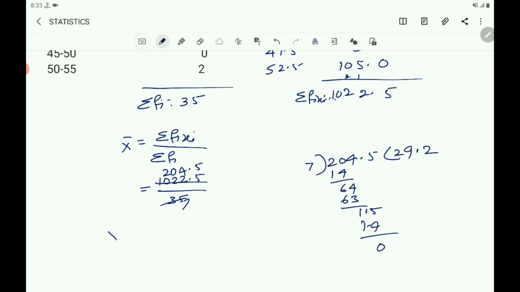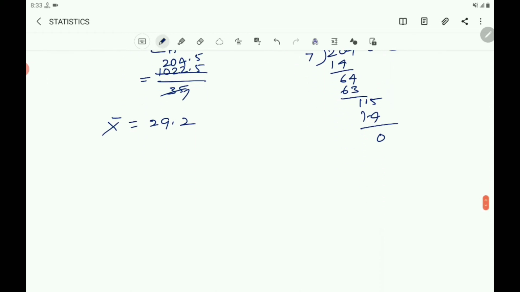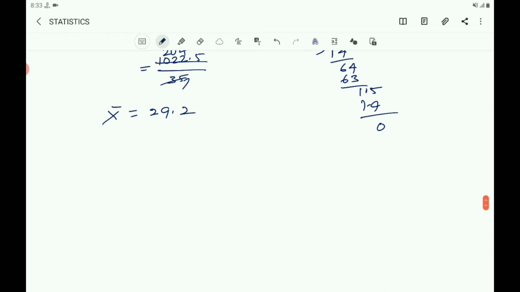And you can write here x bar equals 29.2. And interpretation, you write, you got the modal value and mean value. The most states have a student-teacher ratio 30.6 because the modal value is 30.6, and average of this ratio is 29.2.